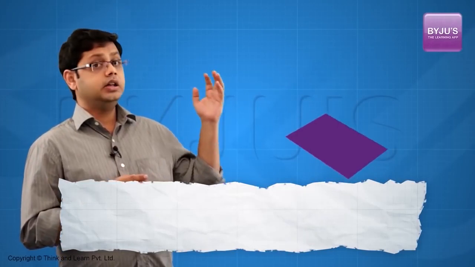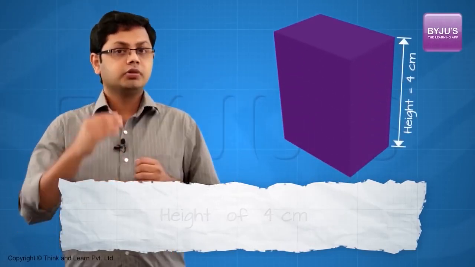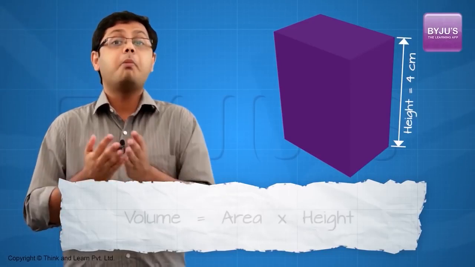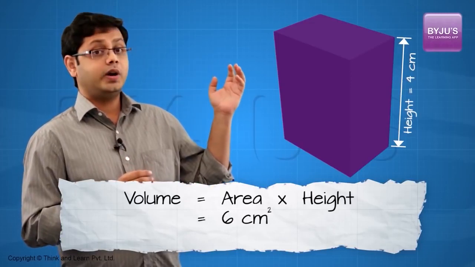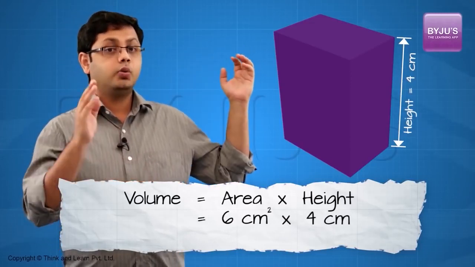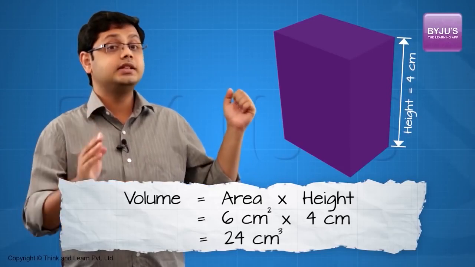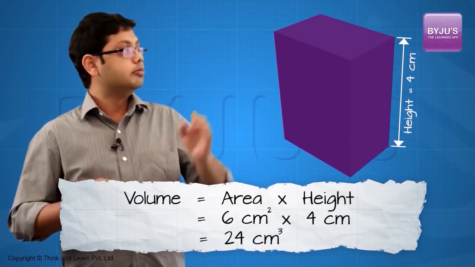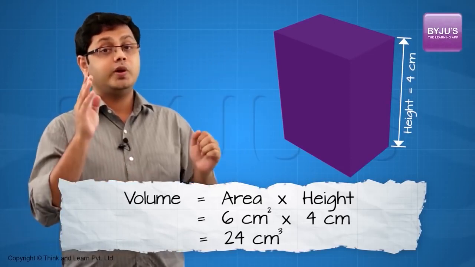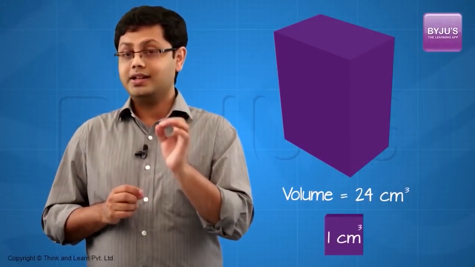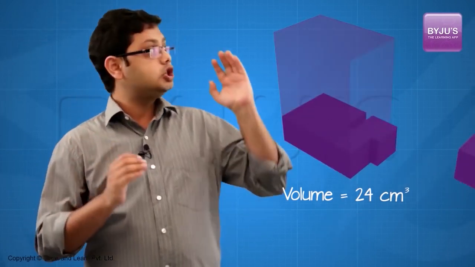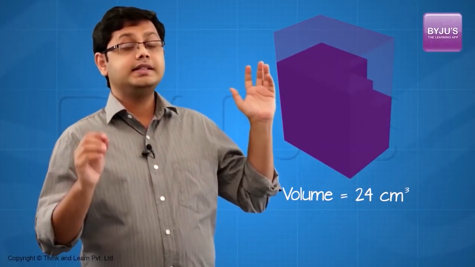Now, let's give this rectangle a height of 4 centimeters. To find the volume, what will I have to do? I have to multiply the area with the height, which will result in 6 centimeters squared times 4 centimeters, which is going to be equivalent to 24 centimeter cube. So, the volume of this cuboid is going to be 24 centimeter cube. Why am I calling it a volume of 24 centimeter cube? Because if I take a cube of volume 1 centimeter cube, then exactly 24 of them would fit inside this cuboid. That was easy, right?